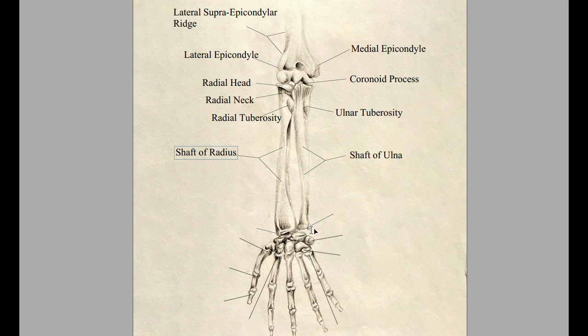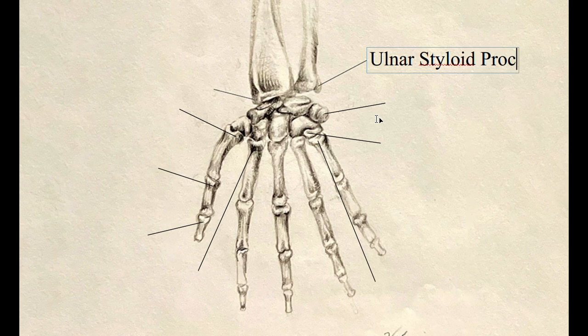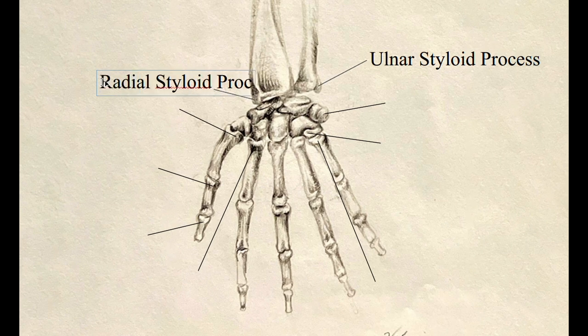Then when we look at the distal parts of these bones, of both the radius and the ulna, let me see if I can zoom in to this part for you so you can see in more detail over here. So down here, we're going to have the ulnar styloid process, all right, which is that bump right there. And then likewise, you're going to have a radial styloid process.